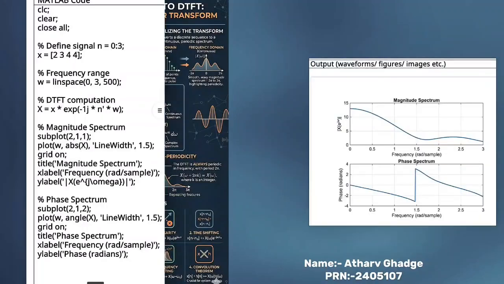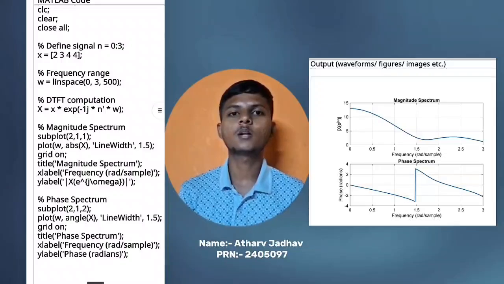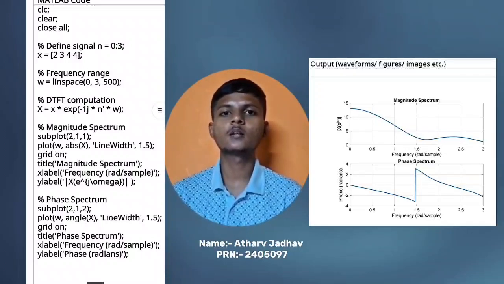Hello everyone, my name is Athrav Jadhav. So today I am here to explain the MATLAB code that computes the discrete time Fourier transform of finite sequences by using the direct summation method.